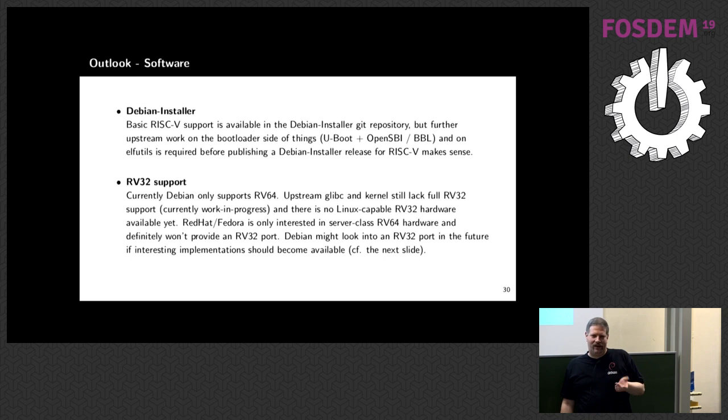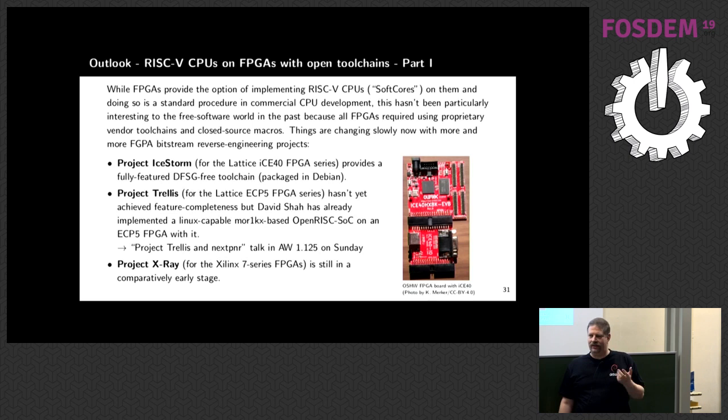Fedora and Red Hat probably won't release 32-bit ports. Debian might do it, we'll see, if interesting hardware becomes available for 32-bit platforms. The way such hardware could become available are small FPGA implementations. Designing CPUs on field programmable gate arrays is a common technique in commercial CPU development. But in the open source field, that hasn't been done very much because for all available FPGA types, one had to have proprietary compiler toolchains, FPGA toolchains from the big FPGA vendors. And, well, open source developers don't want to build their stuff based on proprietary tools.